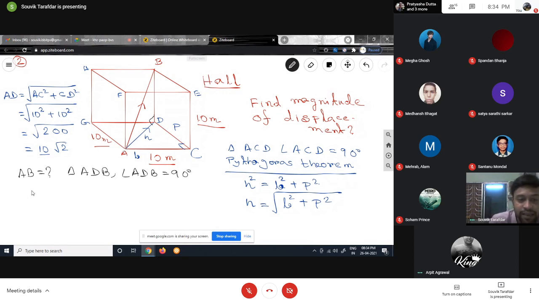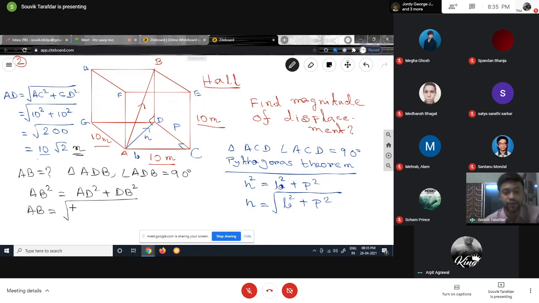How will we use it? AB square, the hypotenuse, is equal to AD square plus DB square. Very good. So AB is equal to root over AD square plus DB square. So AD is how much? AD we just got: 10 root 2 meter. Always remember one thing, students. Never forget to write the unit. That is mandatory. For the board sheet, if you miss the unit, marks will be deducted.